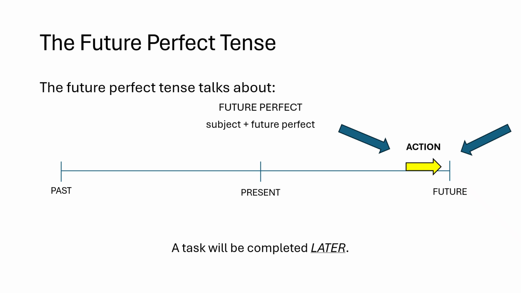This diagram shows what the future perfect tense looks like. Something will be completed by a specific time in the future. Not now, which is the present, and not the past, which is before, later. The action is not happening at the future point. It is already finished when that time arrives.